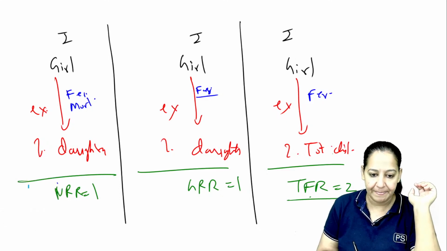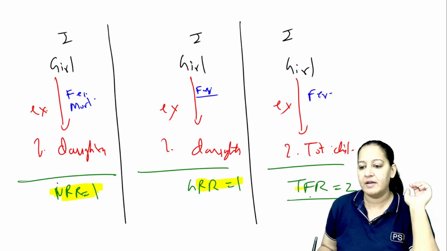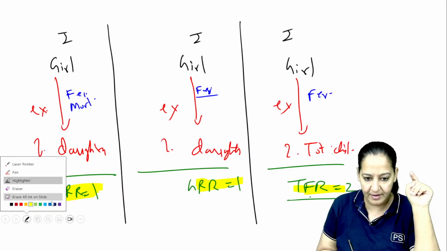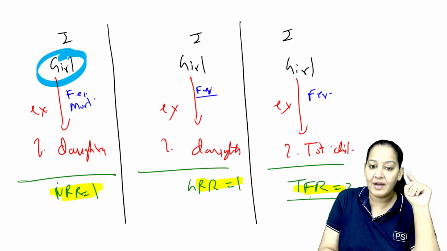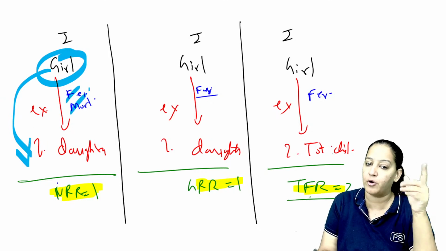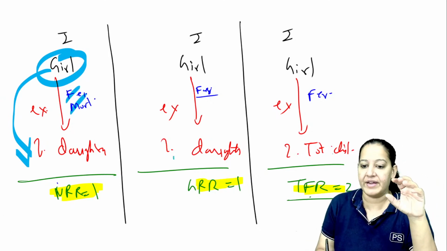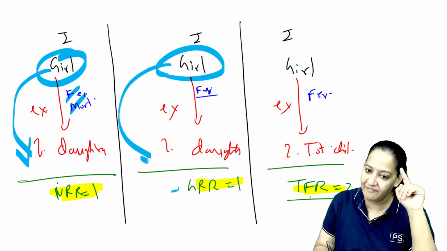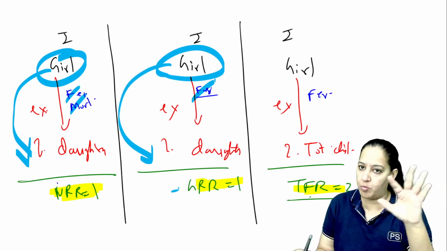Okay, so please see here. You can see this is NRR, this is GRR, this is TFR. Let me define NRR. NRR: a newborn girl, how many daughters she will have in future if we apply fertility and mortality both on her of that particular country. GRR: a newborn girl, how many daughters she will have in future if we apply only fertility, no mortality.